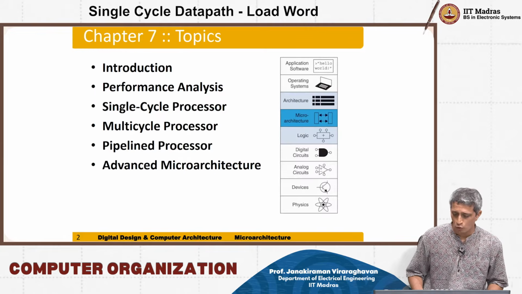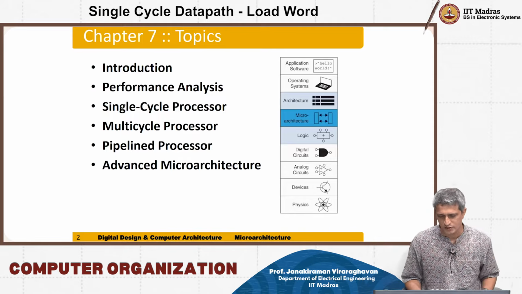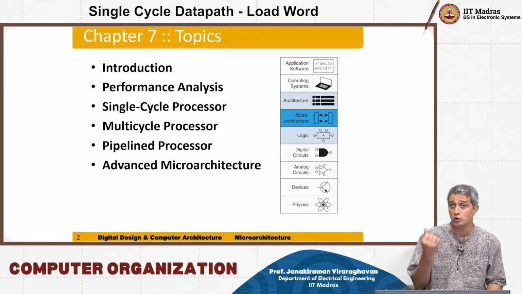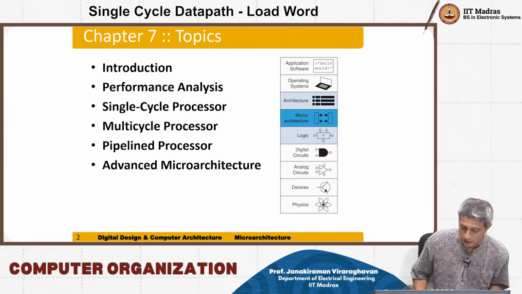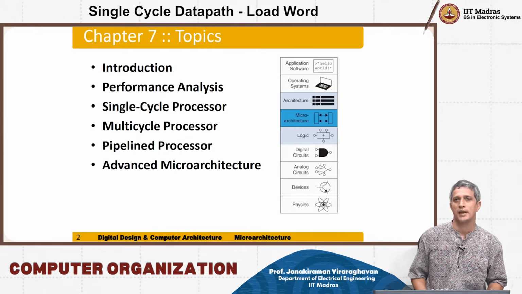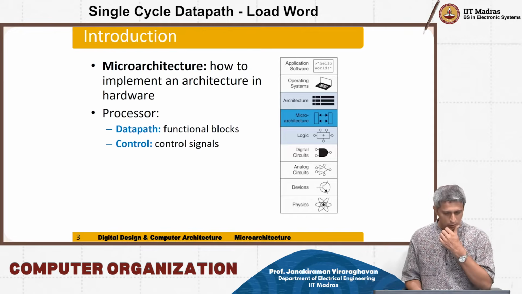So what we are going to now do is to actually look at implementation of the architecture of the RISC V, the computer that we studied. We are also going to jump into performance analysis, clock frequency, all the electrical parameters of the microprocessor as well. So what we are going to do here is look at the introduction, performance analysis, then we jump into the single cycle processor, multi-cycle processor, and then the pipeline processor. We will not have time to go into the advanced micro architectures, right?